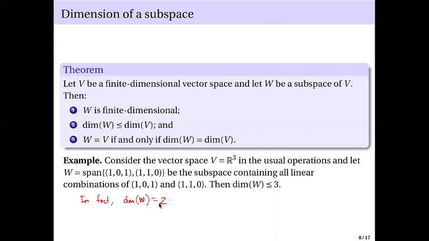Now, the dimension of W, I said it is equal to 2. It's not because it has two elements. You still need to show that these two are linearly independent. Once you've shown that they are linearly independent, that's the time you can say that the dimension of W equals 2. Is that clear? So you still need to show linear independence for these two.